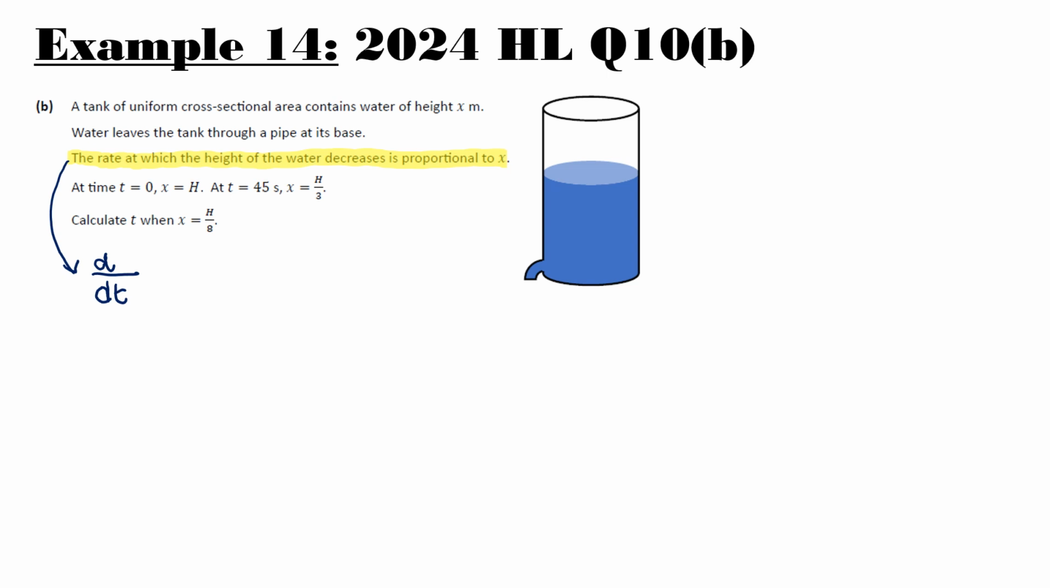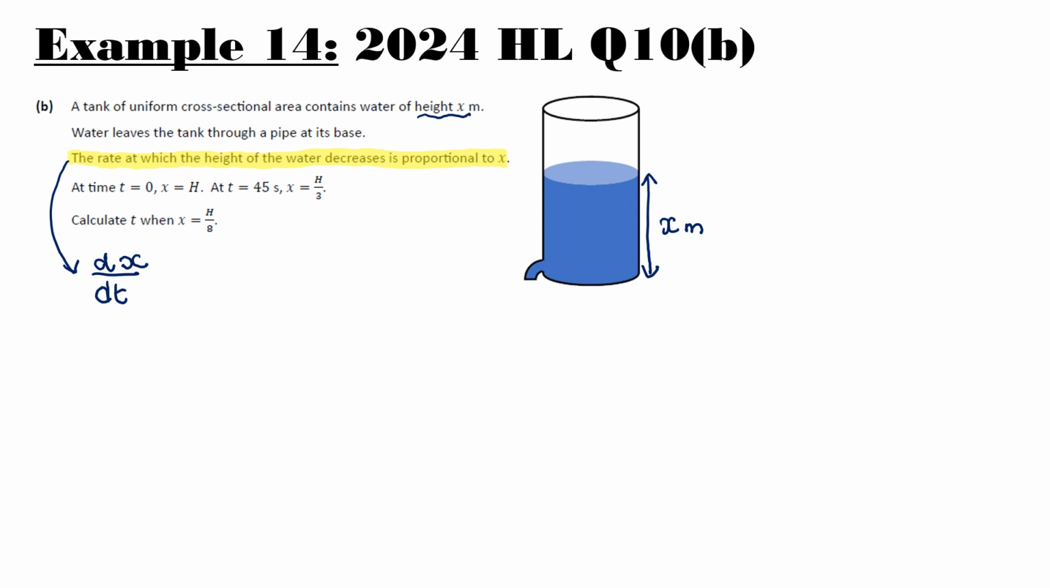So the rate at which the height of the water. Now here's what's important. It told us the height is x meters. Okay, so the height is x. There is an h in the question, but they're telling us the variable they're using for height is x.